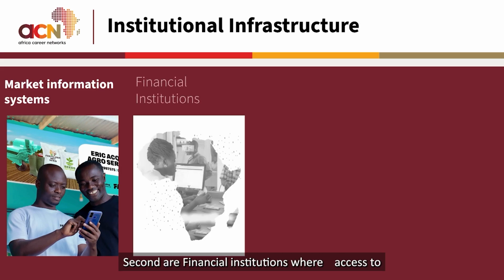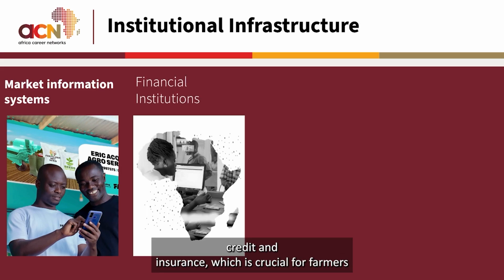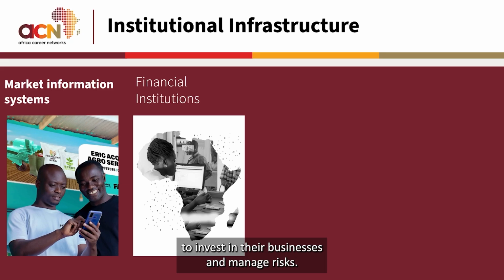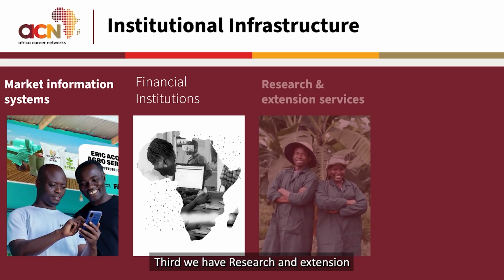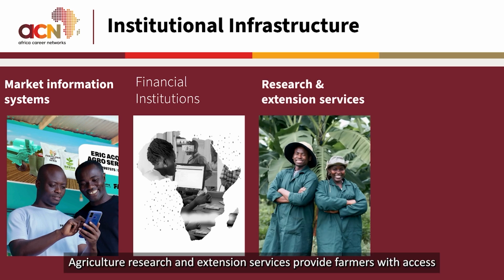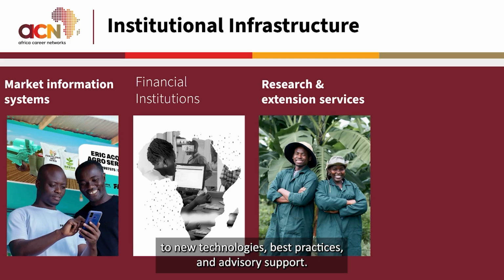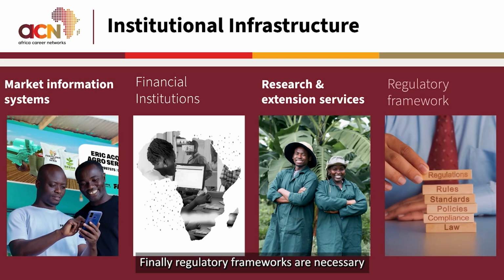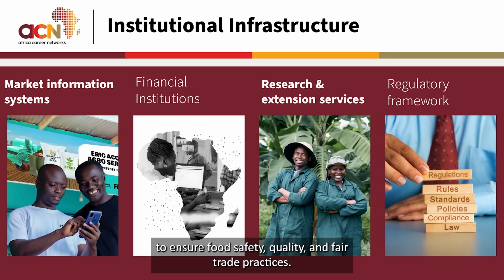Second are financial institutions, where access to credit and insurance is crucial for farmers to invest in their businesses and manage risks. Third, we have research and extension services. Agricultural research and extension services provide farmers with access to new technologies, best practices, and advisory support. And finally, regulatory frameworks. Clear and effective regulations are necessary to ensure food safety, quality, and fair trade practices.